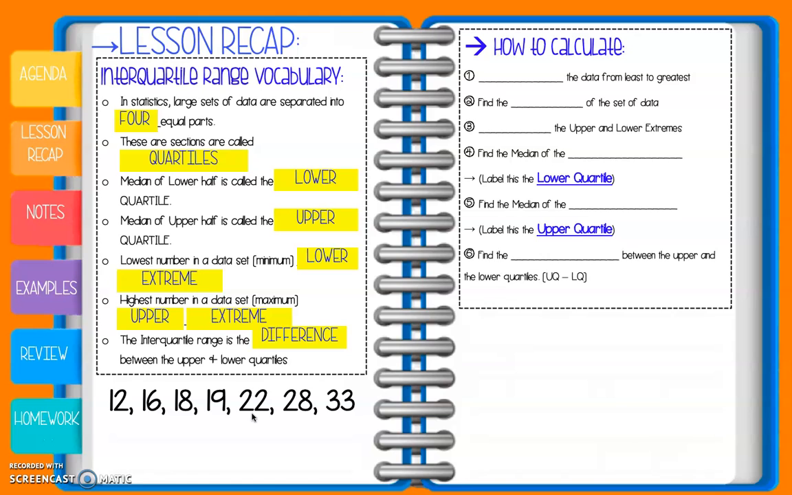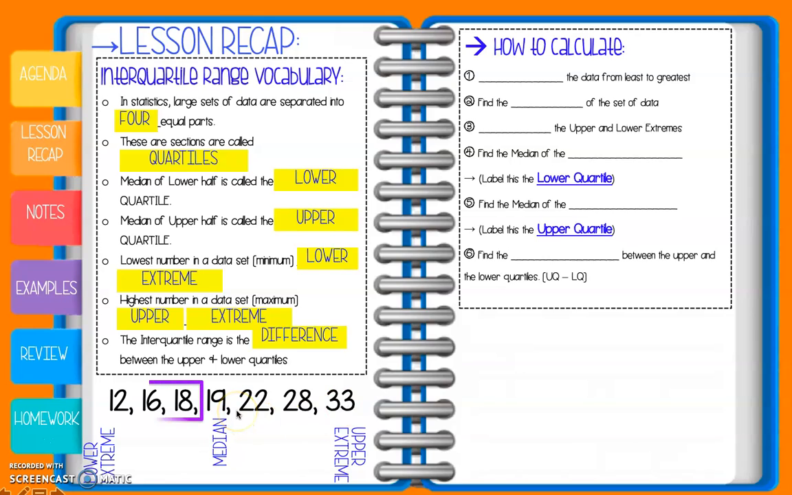If you're looking at a data set, for example, here's my data set. I've already ordered it from least to greatest. We know that our median is the number that's in the middle. Anything lower than the median is going to be in your lower half. Anything higher than your median is going to be in the upper half. 12, we're going to call our lower extreme because it's the minimum. It's the smallest number in the data set. 33 is our upper extreme. It is the highest number in the data set.